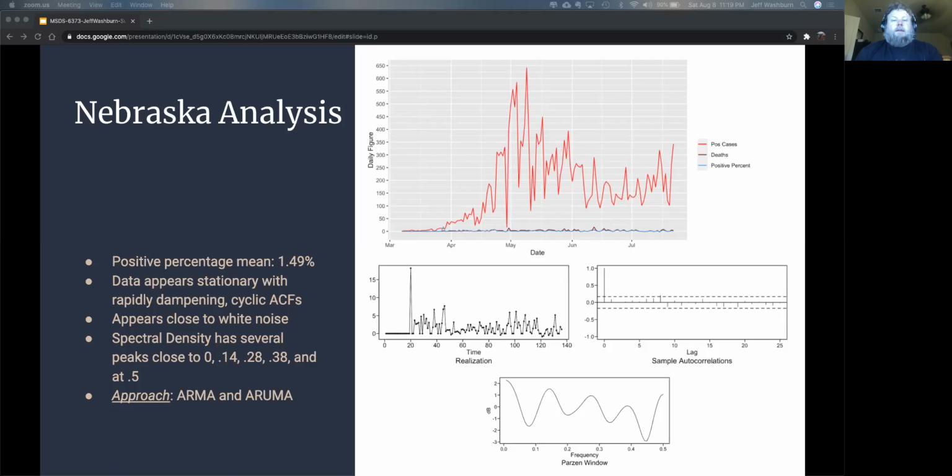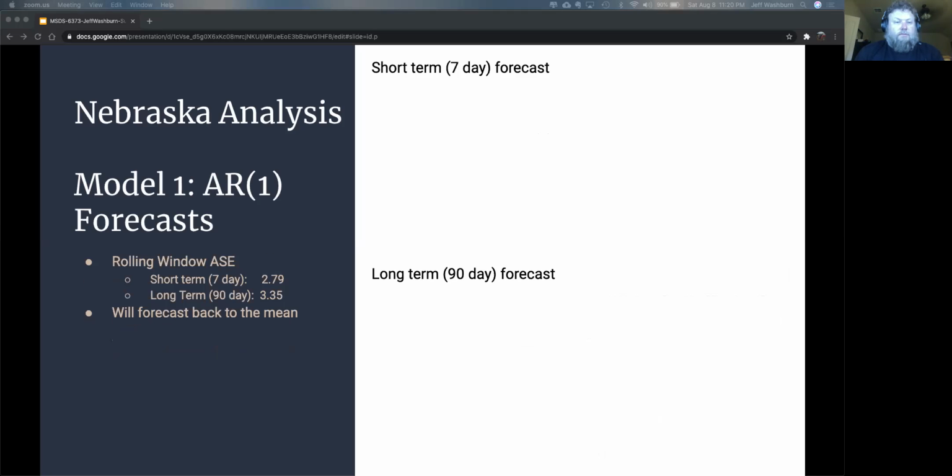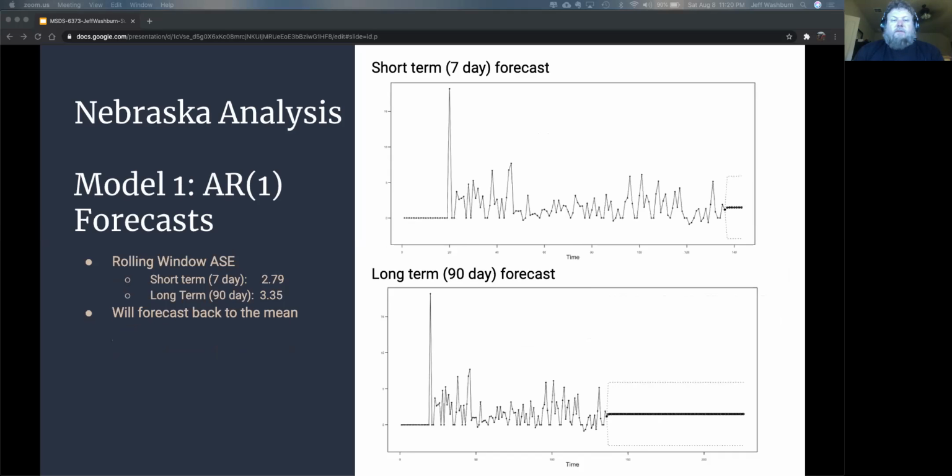My approach on this data was to look at the ARMA and ARIMA models. For the first model, AIC-BIC did pick an AR(1), so I went with that. After fitting the AR(1) model, the residuals showed strong evidence of white noise, further backed by a 0.88 for the Ljung-Box test. Below in red is the estimated AR(1) model. The short-term 7-day forecast has a pretty decent rolling window ASE of 2.79, and I'd say a somewhat impressive long-term 90-day forecast with a rolling window ASE of 3.35.